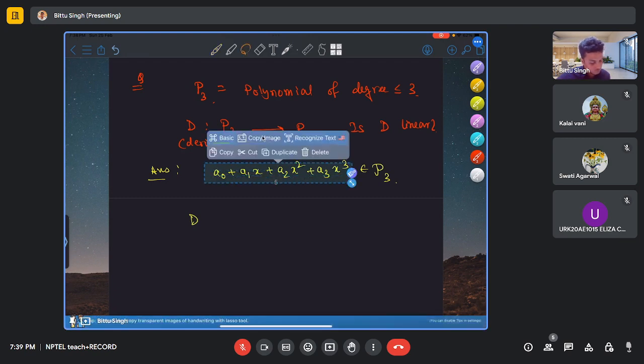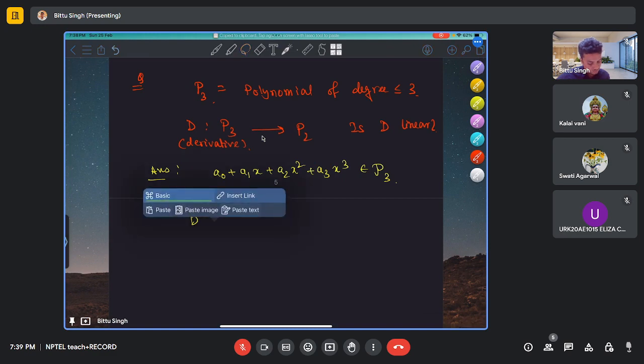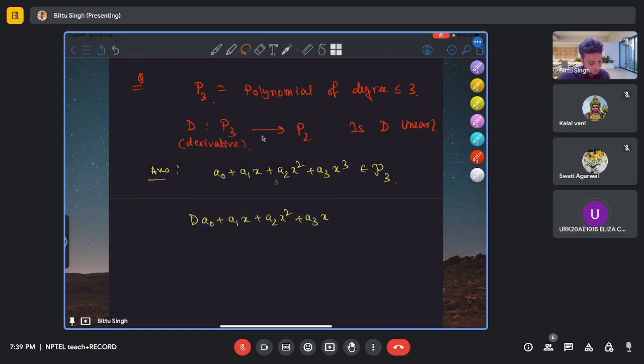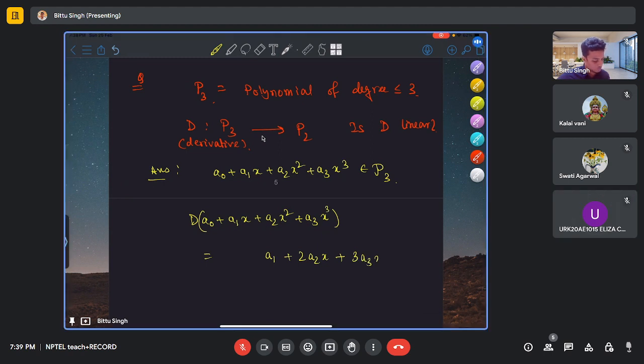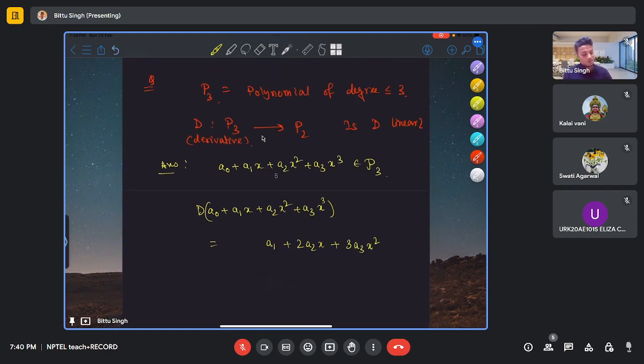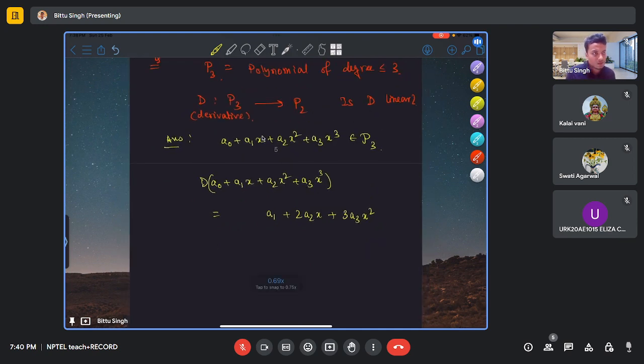Then what will it be? It will be a1 plus 2a2x plus 3a3x squared, by the rule of derivative. Then what is your guess? Will it be a linear or non-linear transformation? Is the derivative from polynomial to polynomial linear?